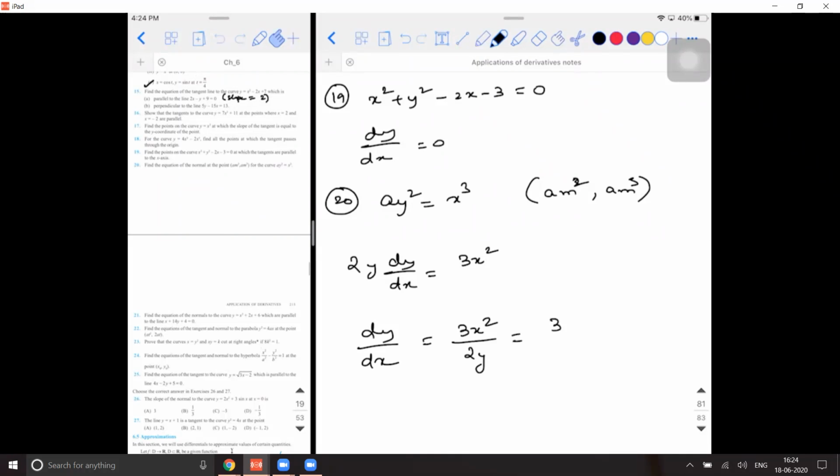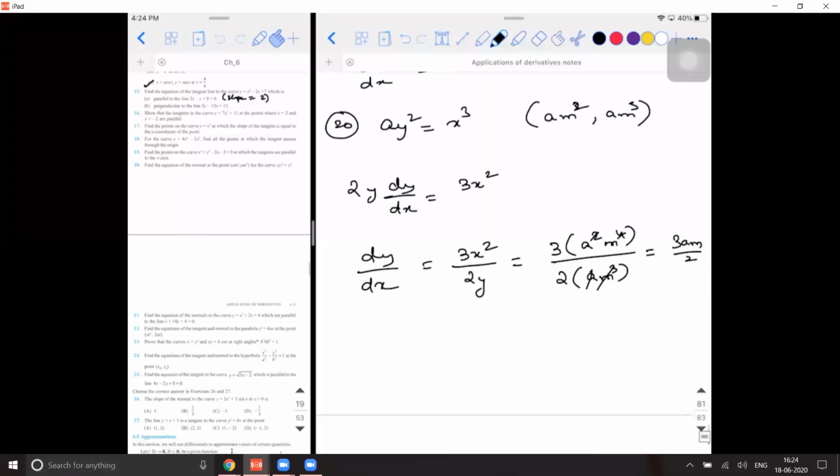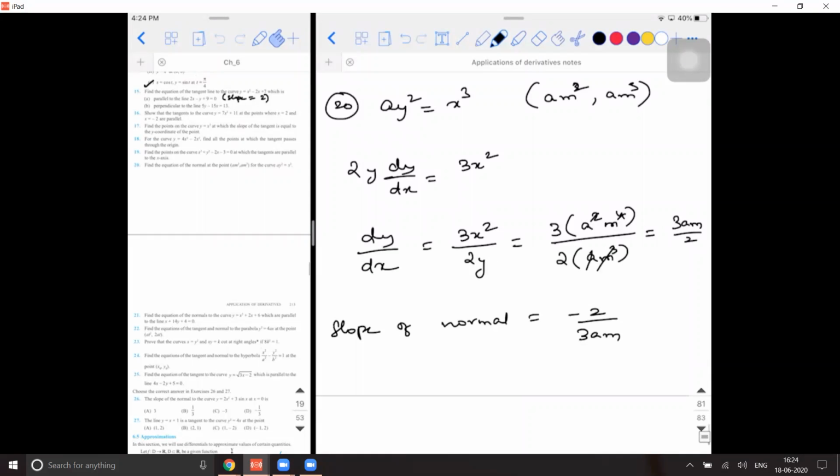So 3 into x square is a square m power 4 divided by 2 into y is a m cube. So a and a will get cancelled. This will get cancelled. So 3am divided by 2. So what is slope of normal then? Minus 2 by 3am. So slope of normal is minus 2 by 3am.